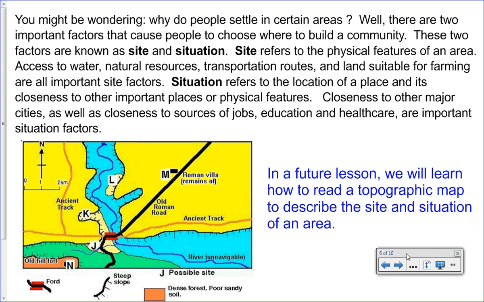And in a future lesson, we will learn how to read a topographic map to describe the site and situation of an area. And here's an example of a topographic map. You might want to put the video on pause and see if you can use the legend below to help describe the site and situation of this area.